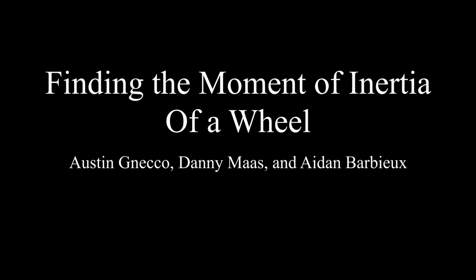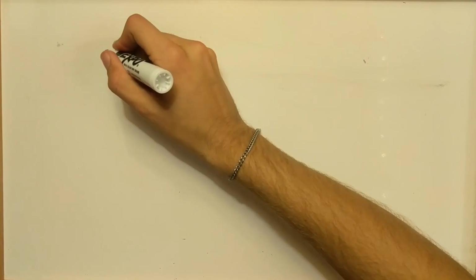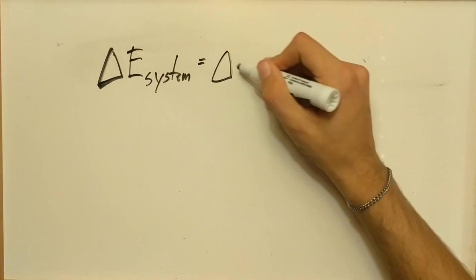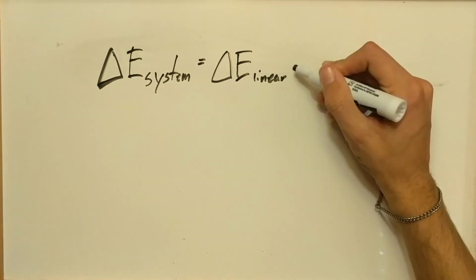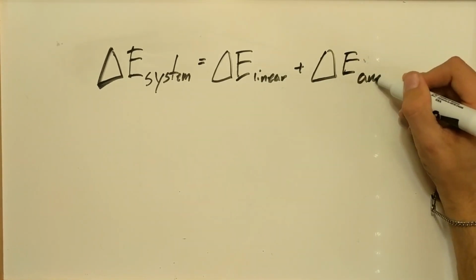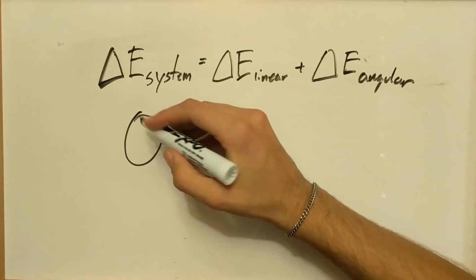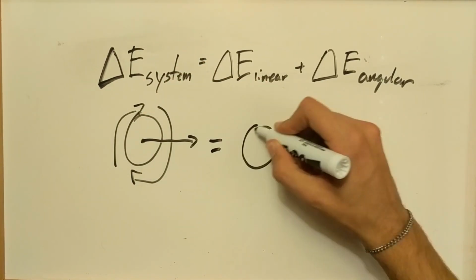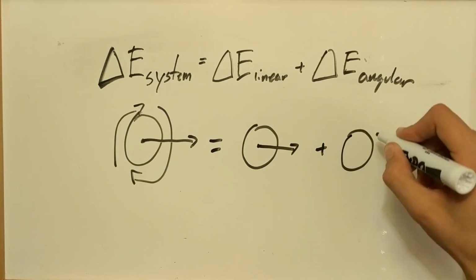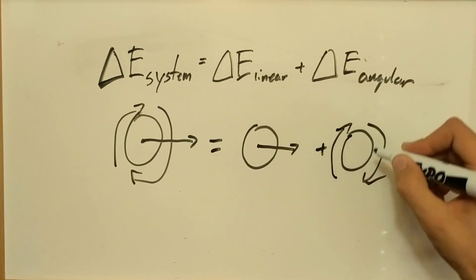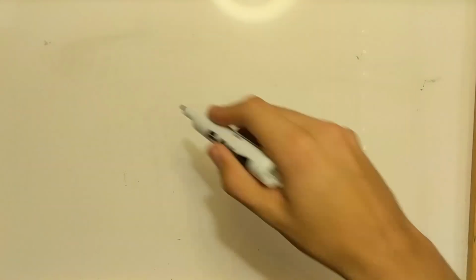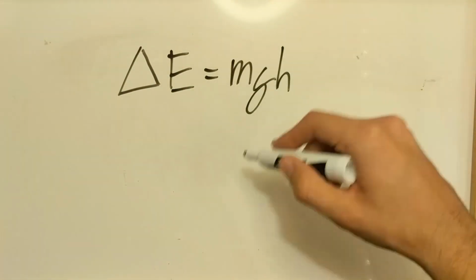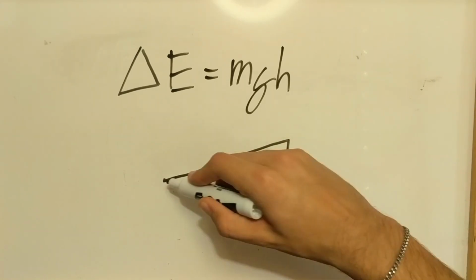In this experiment, we attempt to find the moment of inertia of a wheel by rolling it up an inclined plane. We know that the total energy contained in the system, or delta E of the system, is composed of two primary components: the delta E of the linear momentum and the delta E of the angular momentum.